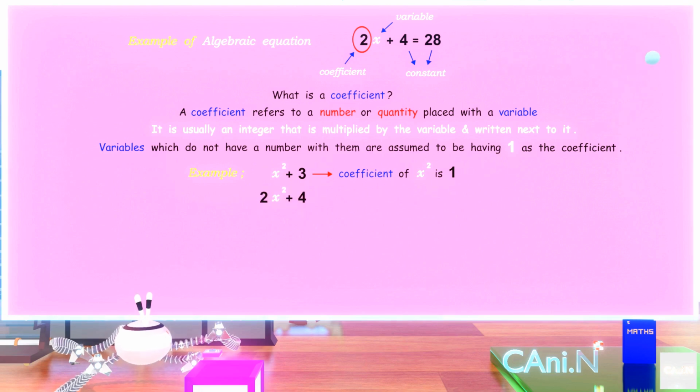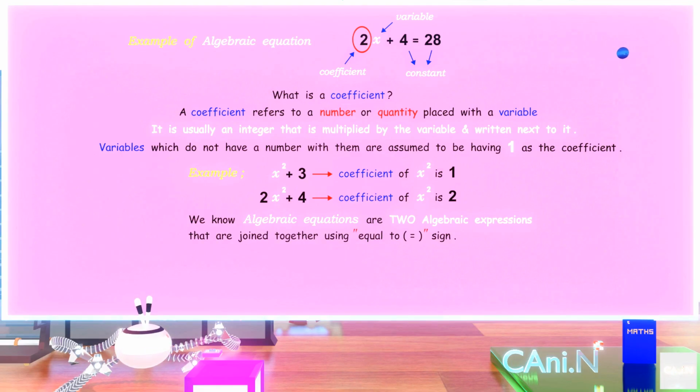2x squared plus 4, here coefficient of x squared is 2. We know algebraic equations are two algebraic expressions that are joined together using equal to sign. Example of algebraic equation: 2x plus 4 equals 28. Example of algebraic expression: 2x plus 4.